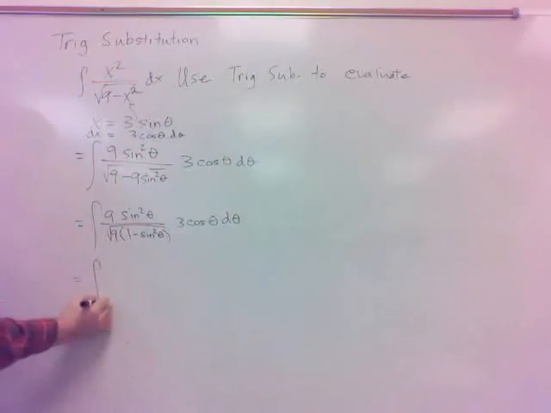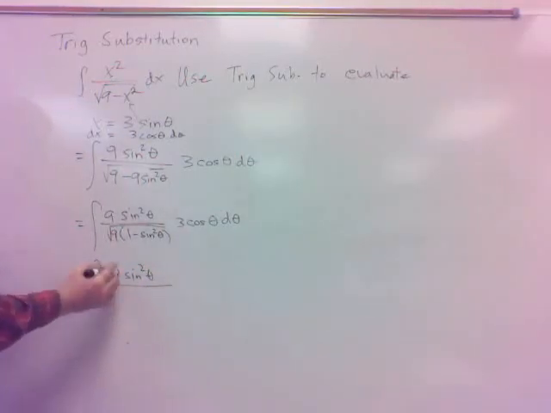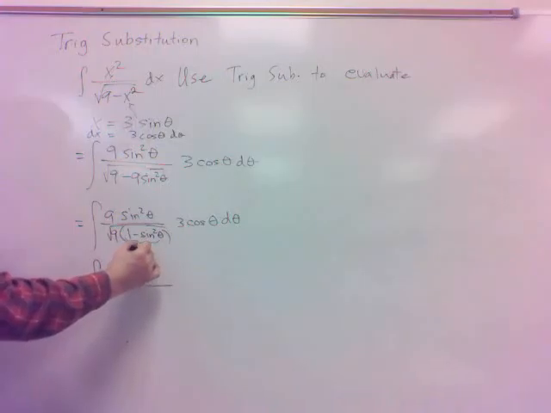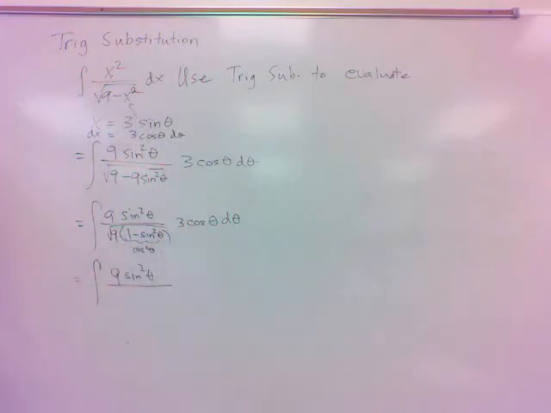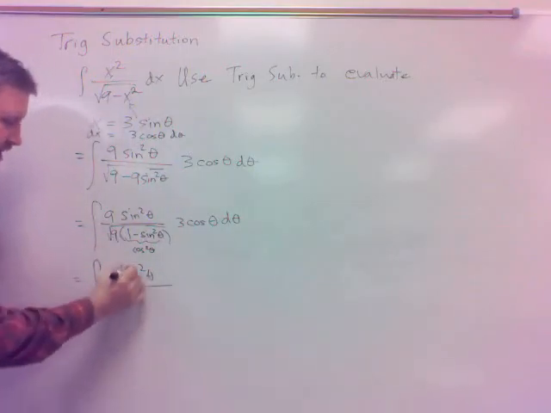So I have 9 sine squared theta. And here's why we ultimately do this. This right here is cosine squared, right? So I have the square root of 9 cosine squared. What is the square root of 9 cosine squared? 3 cosine theta, right? I can square root this now to be 3. I can square root that now to be cosine. With me?